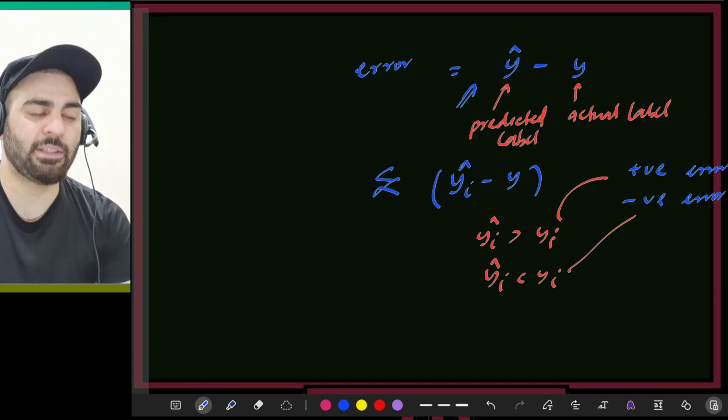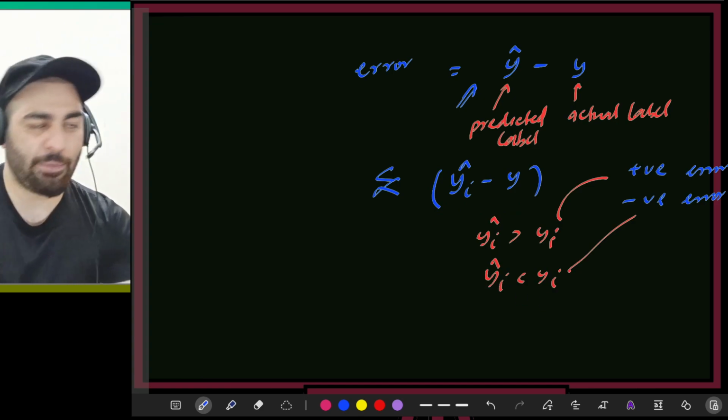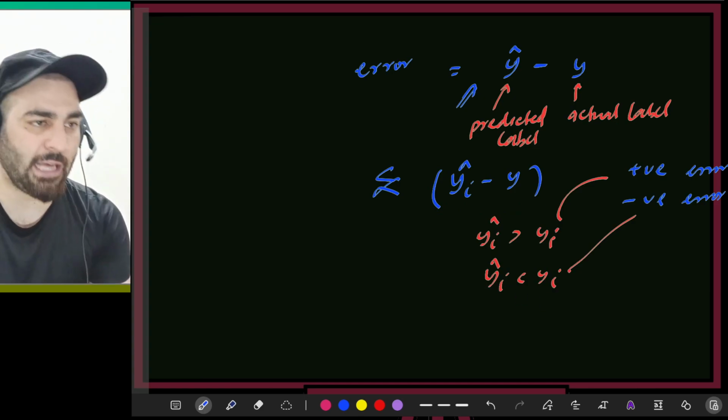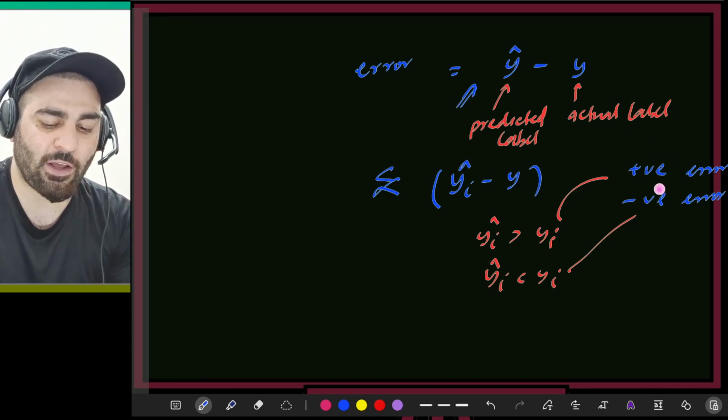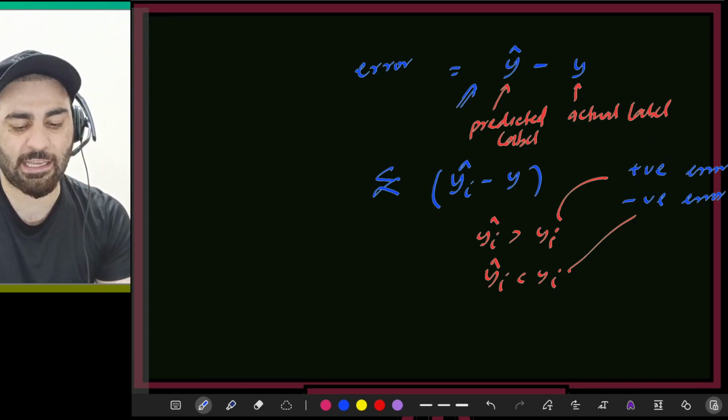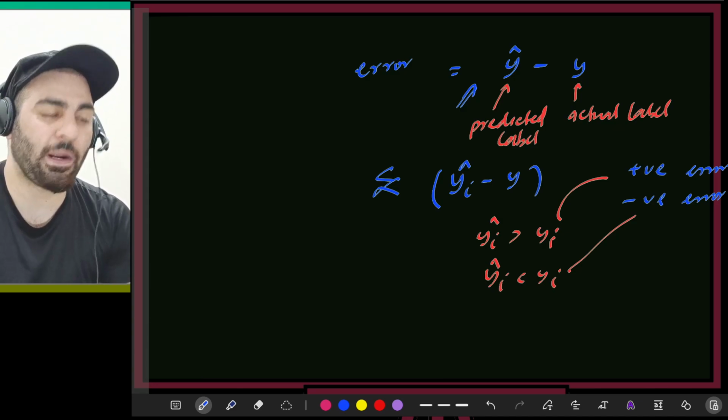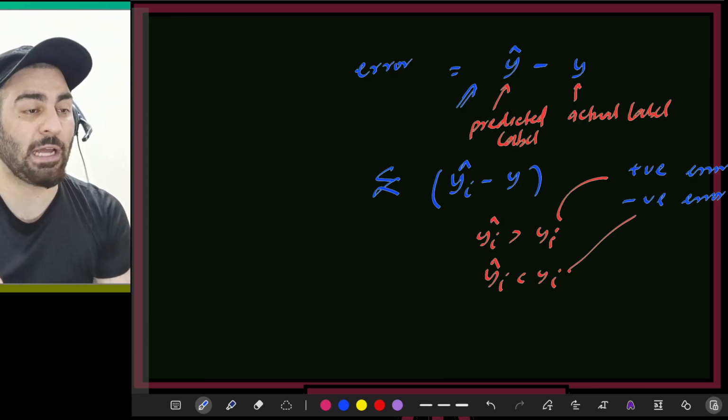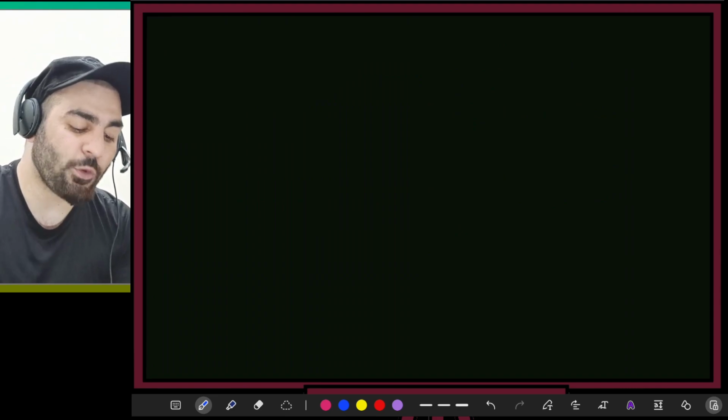So you saw the problem with this error, because some errors will be positive, some errors will be negative. When I sum them up, sometimes the errors can be zero, because whatever positive error I had, I can have the same negative error, and they'll cancel each other out. But I don't want that. So what I want is absolute error now.